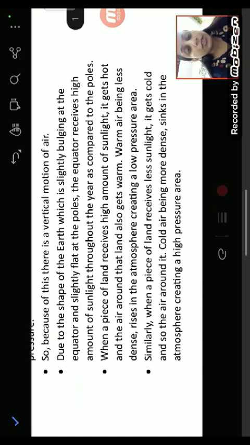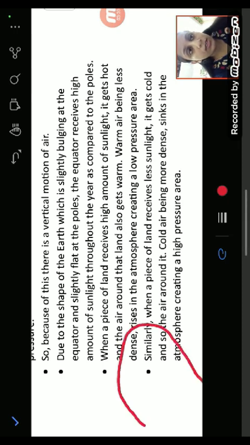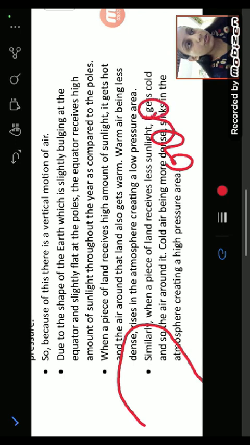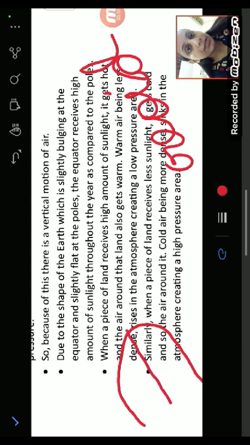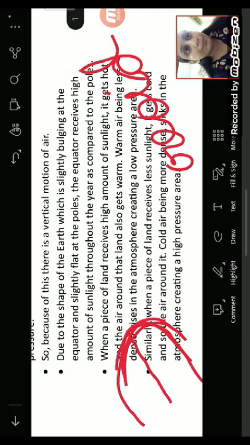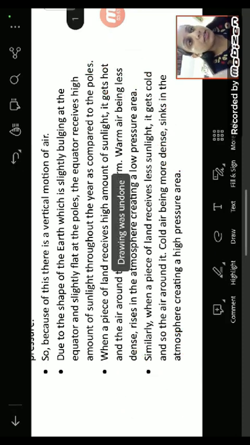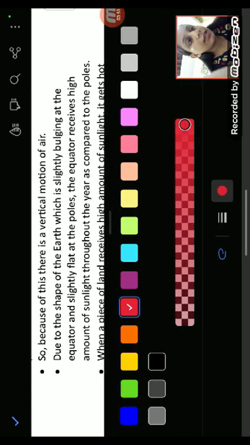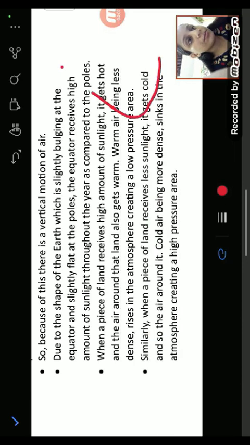Now look at the shape of the earth. Earth has a very unique shape which is called a geoid. So in a geoid, at the center, means where the equator is present, the earth is slightly bulging. Bulging means slightly protruding, and at the poles it is slightly flat.